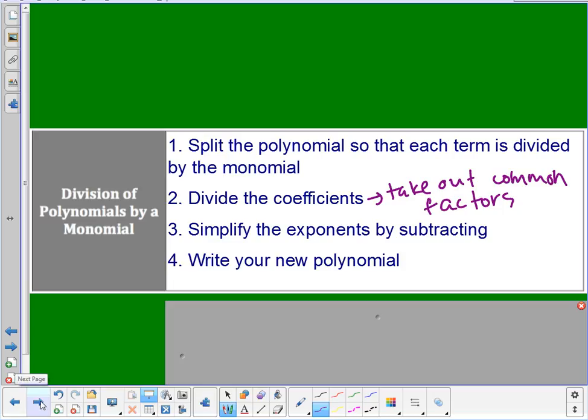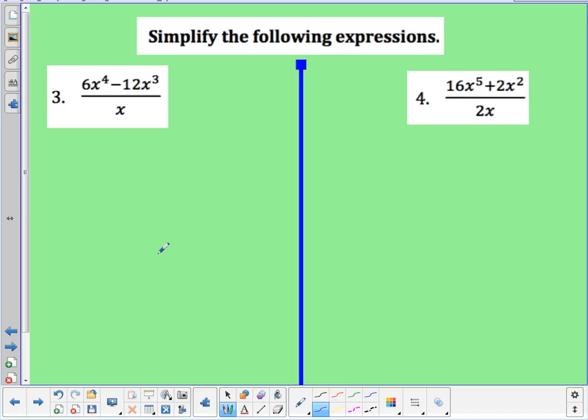So let's give this a try. We're going to do a bunch of practice examples together. In number 3, I have 6x to the 4th minus 12x to the 3rd, all divided by x. So basically I need this term divided by x and also that term divided by x. So I'm going to split those apart. 6x to the 4th over x minus, because there was a minus between those, 12x to the 3rd, also divided by x. Every term in the top gets divided by the bottom. Now I just need to simplify each term individually.